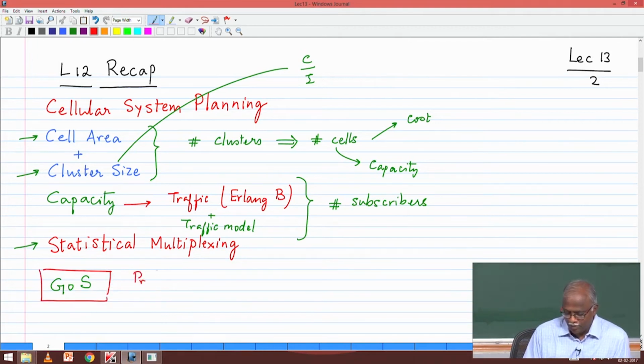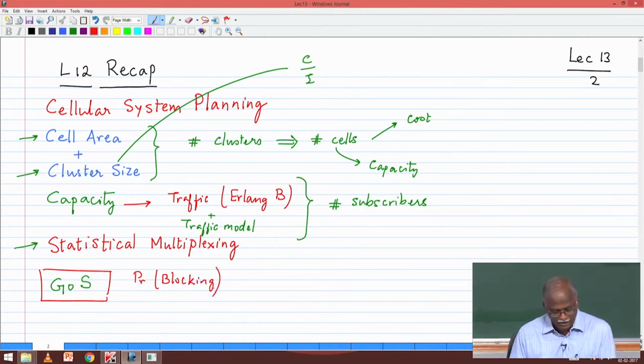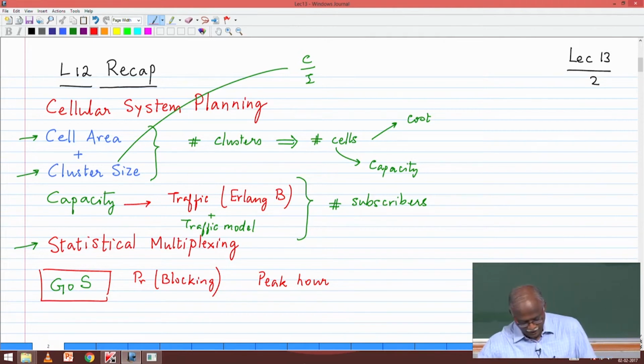So this is probability of blocking. And as I mentioned, probability of blocking is measured at the peak hour. Whichever is your peak traffic time, that is when you measure blocking probability, because there are other times when there will be 0% blocking. So again, this is a quick summary as you try out some of the examples that will be there in assignment number 3. These concepts will get reinforced.